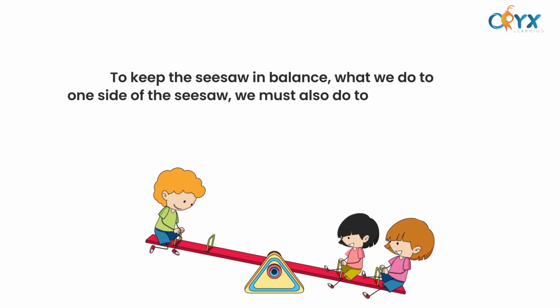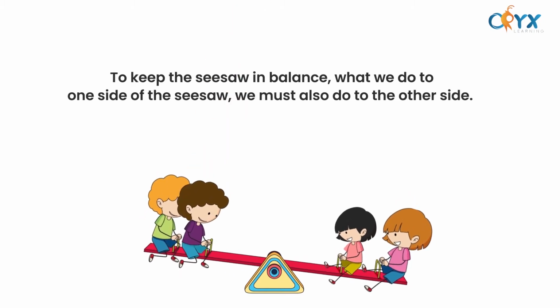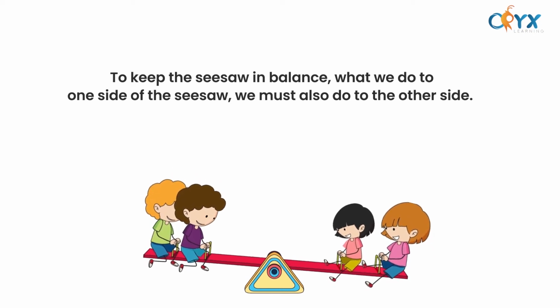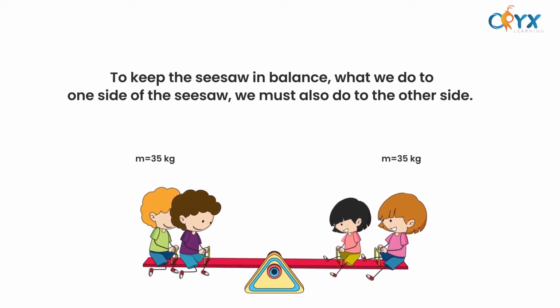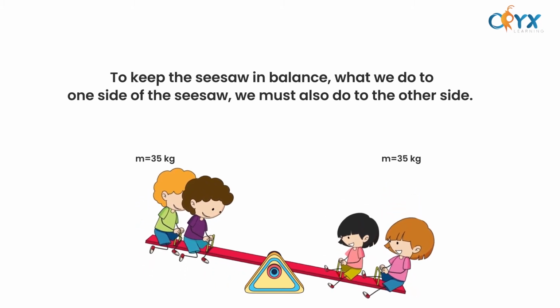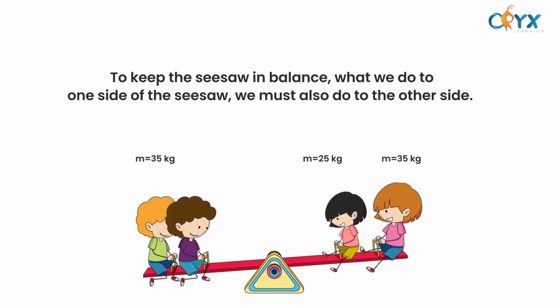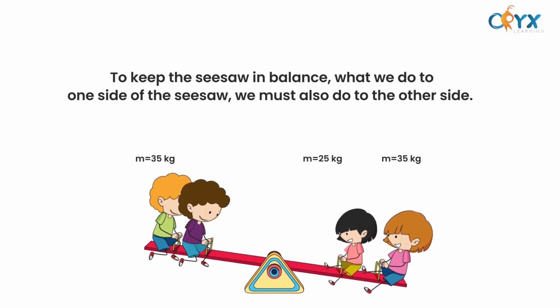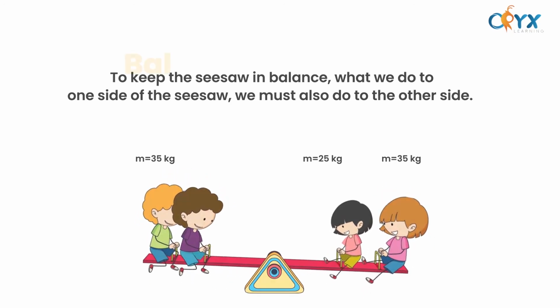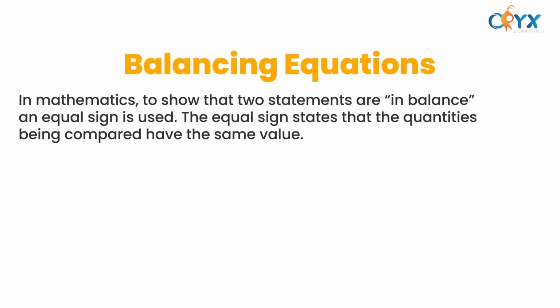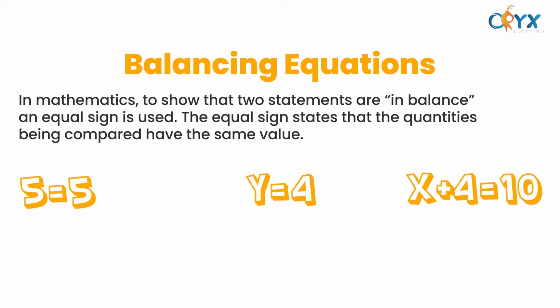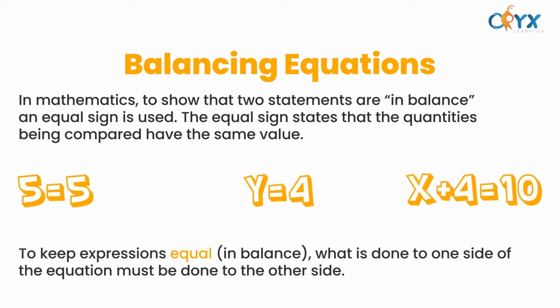To keep the seesaw in balance, what we do to one side of the seesaw, we must also do to the other side. So if Era weighs 25 kilograms, then another child of 25 kilograms must also be added to the other side of the seesaw to keep it in balance. In mathematics, to show that two statements are in balance, an equal sign is used. The equal sign states that the quantities being compared have the same value. To keep expressions equal or in balance, what is done to one side of the equation must be done to the other side as well.